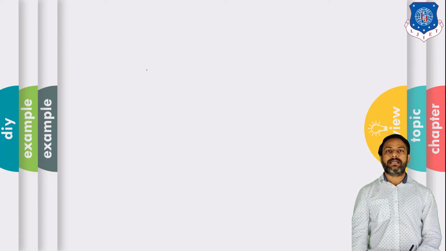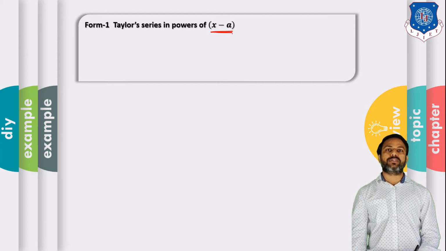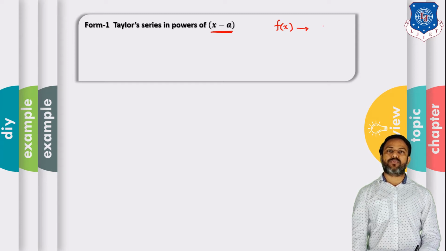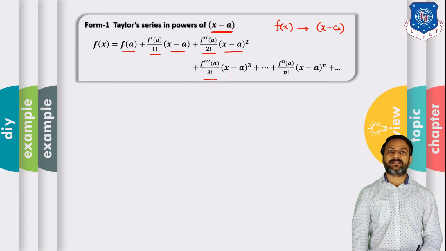Form 1, Taylor series in powers of x minus a. Whenever function f of x is given and asked to expand the function f of x in powers of x minus a, then we will use this form. f of x is equal to f of a plus f dash of a by 1 factorial into x minus a plus f double dash of a by 2 factorial into x minus a whole square plus f triple dash of a by 3 factorial into x minus a whole cube plus and so on.